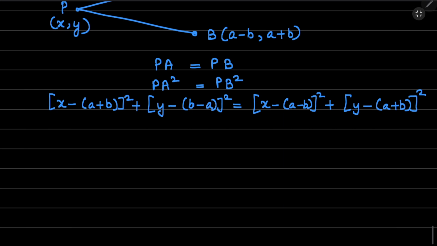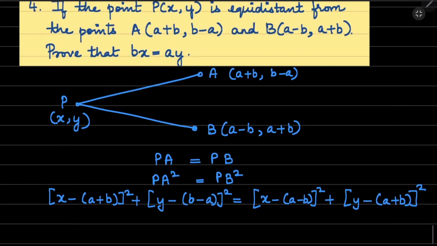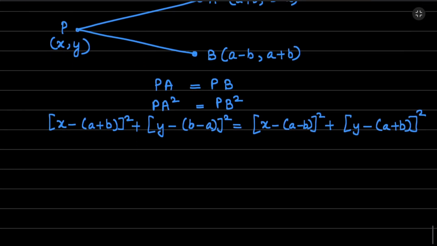You have to just solve for it and prove that bx is equal to ay. Now let's expand it. When you're expanding it, you can consider (a plus b) and (b minus a) as one entity. So you can expand it using (a minus b) the whole squared, where a is x and b is (a plus b). So this is nothing but x squared plus (a plus b) the whole squared minus 2x into (a plus b).